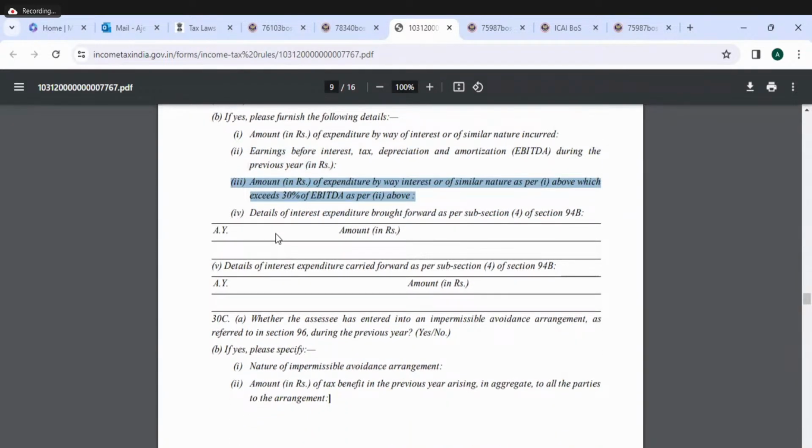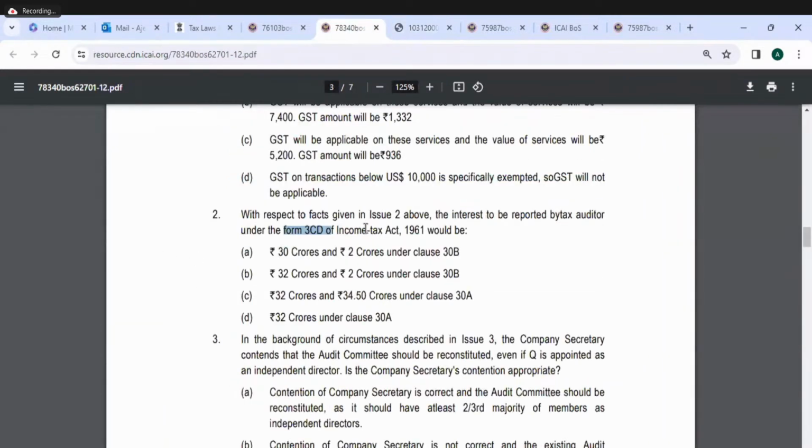Then there are further details regarding your brought forward and carry forward interest, which we have to report. If you have brought forward interest from the earlier year, you have to report that, and the interest which you are carrying forward to the next year, you have to show in this portion. So now again back to the case study.